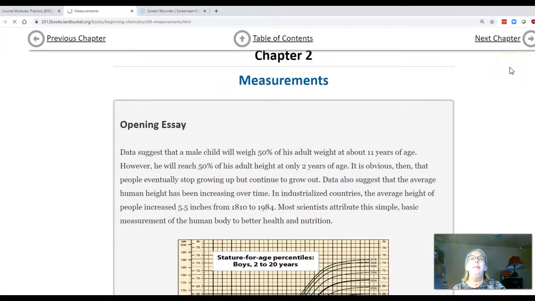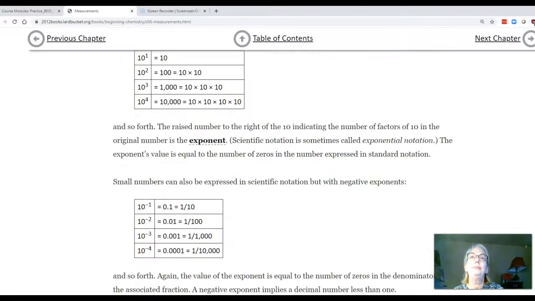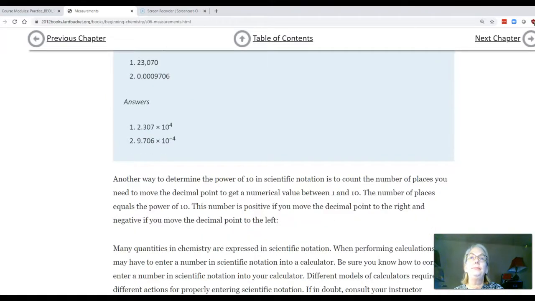And remember, in the chapters, there's always a beginning essay that you're going to read, and that's going to set an example of why we're using it. It's really important in this chapter to understand how to use scientific notation, and they're going to explain it in this first section of chapter 2, and how to use the exponent. So pay attention to this, and then try all of the example problems in the first section so you know how to do it.